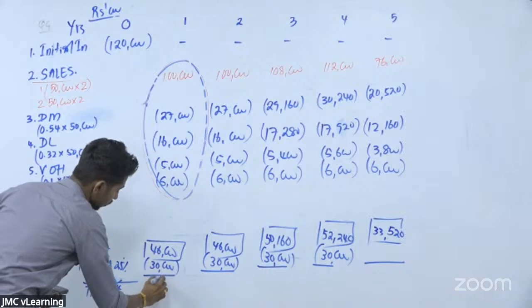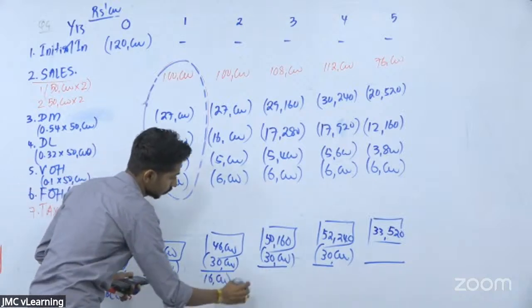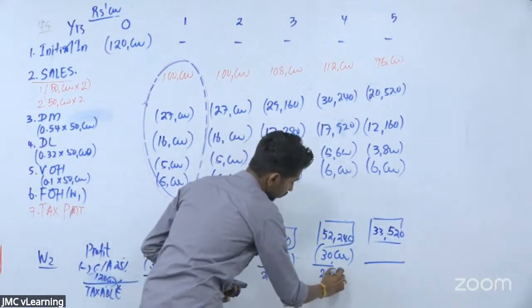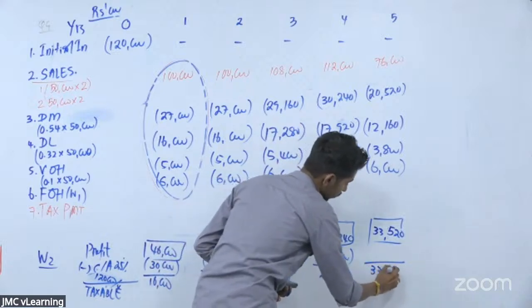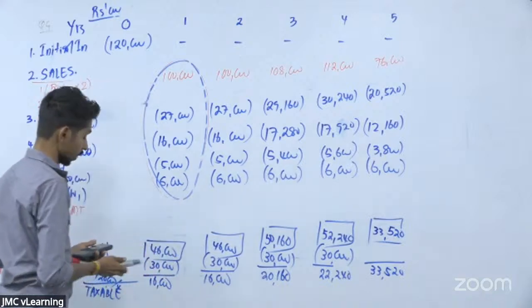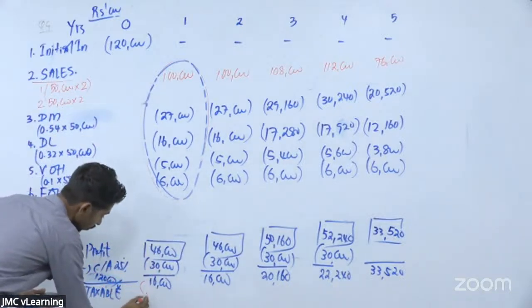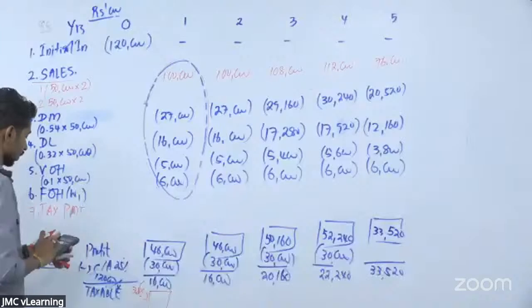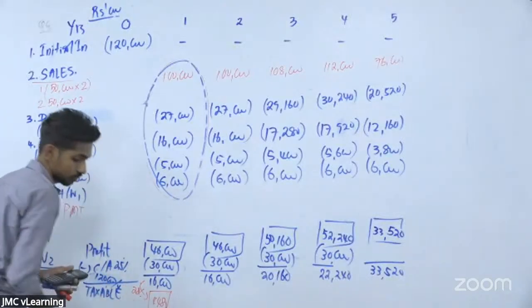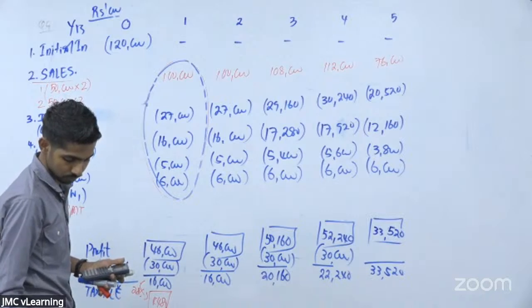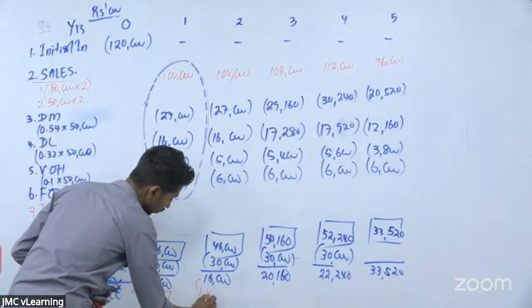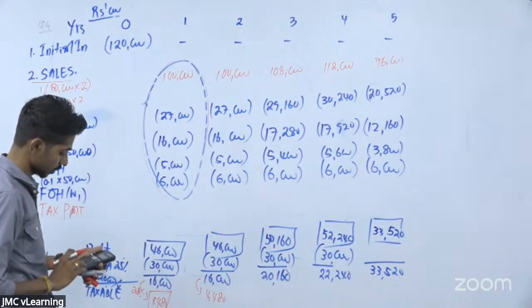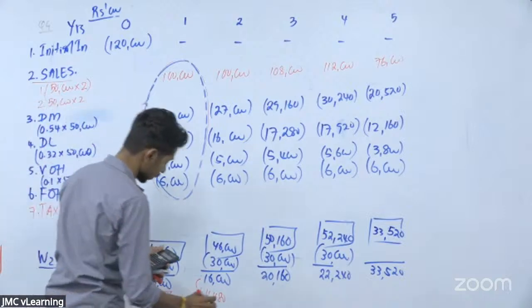Taxable profit: 16,000, 16,000, 20,160, 22,240, 33,520. What is the tax rate? Effective tax rate is 28%. Then you have to calculate the 28% on each and every profit. 16,000 into 28% means 4,480. Please calculate. Thereafter, here also 4,480 tax payment. Third year, 20,160 into 28%, 5,644.